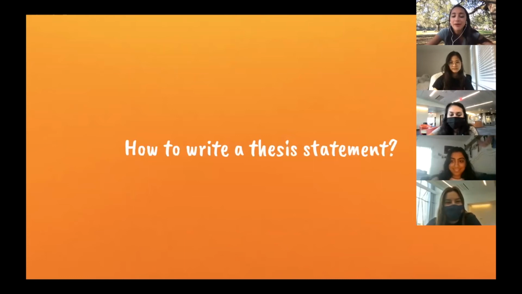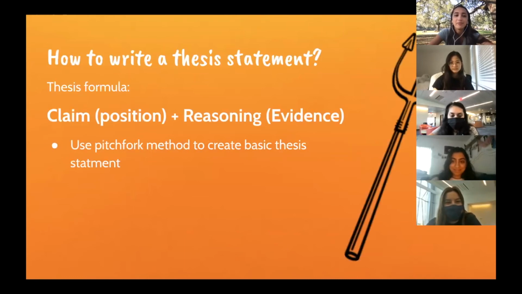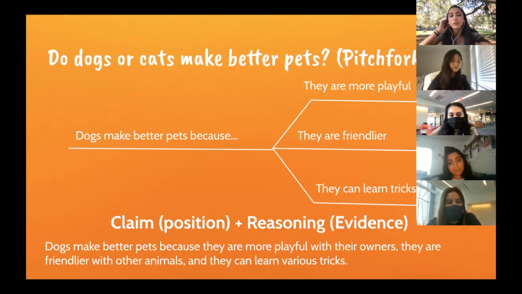Now we're going to be talking about how to write a thesis statement. So the basic thesis formula is basically your claim plus your reasoning. This is your position you're taking on a certain topic followed by your evidence. There's an easy way to remember how to do this if we look at the pitchfork method. So here's an example I made with the question, do dogs or cats make better pets?